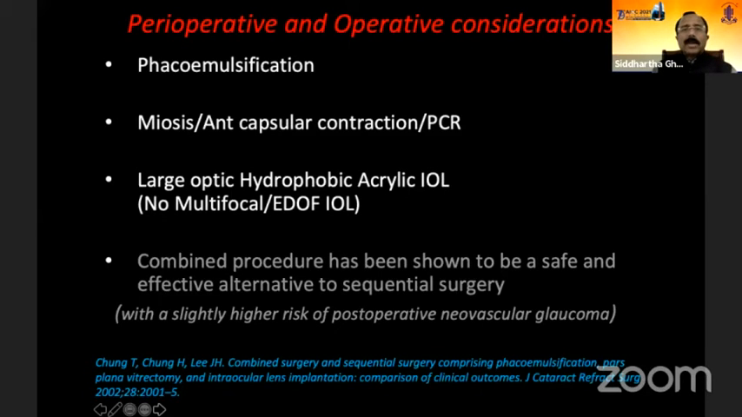Well, as for the perioperative and operative considerations, phacoemulsification is the method of choice. And these patients are prone to have small pupil, anterior capsular contraction, and higher rates of PCR. So we need to be alert and more vigilant when we operate on these kinds of patients. And as for the choice of intraocular lenses, a large optic hydrophobic acrylic IOL is the IOL of choice. And we do not recommend any multifocal or EDOF IOLs in these patients.